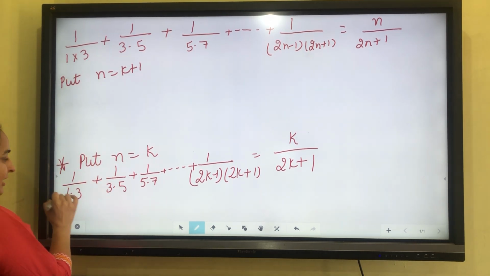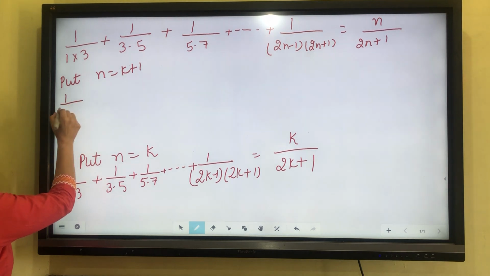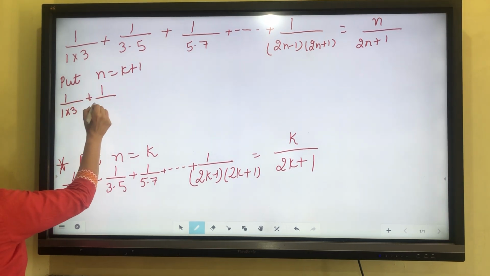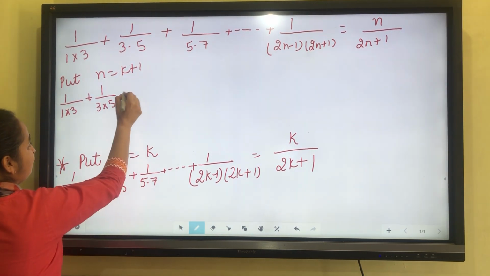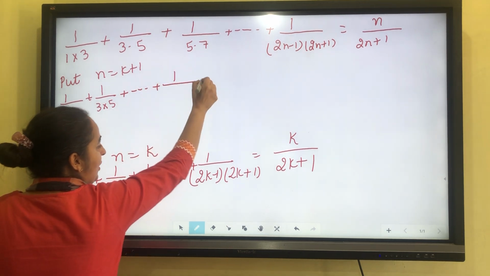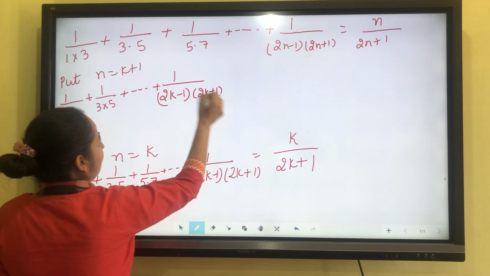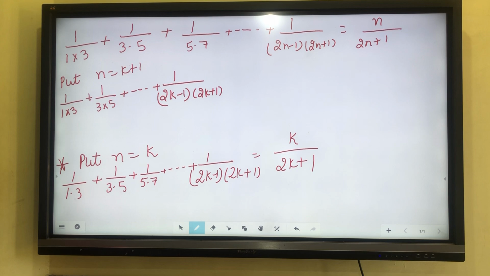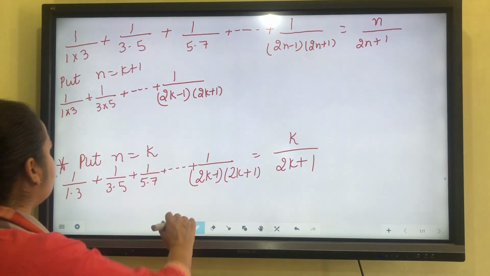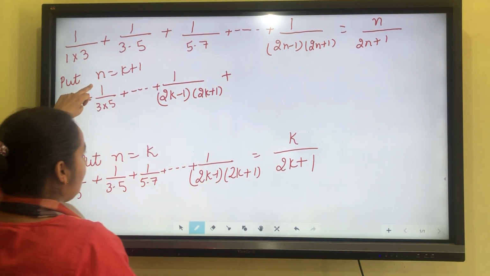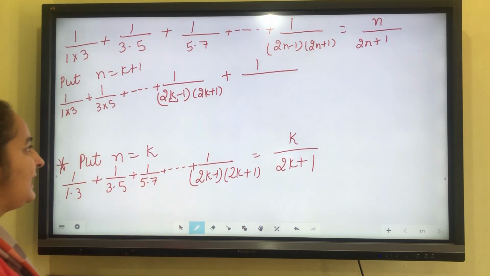Firstly, I am writing here the first k terms, copied from the second step, that is 1 upon 1 multiply 3, plus 1 upon 3 multiply 5, plus ... plus 1 upon (2k minus 1)(2k plus 1). I am copying the second step up to k number of terms, but in this step I want to write the k plus 1 number of terms, that is plus one more term, that is 1 upon, in place of k, I am writing here k plus 1.